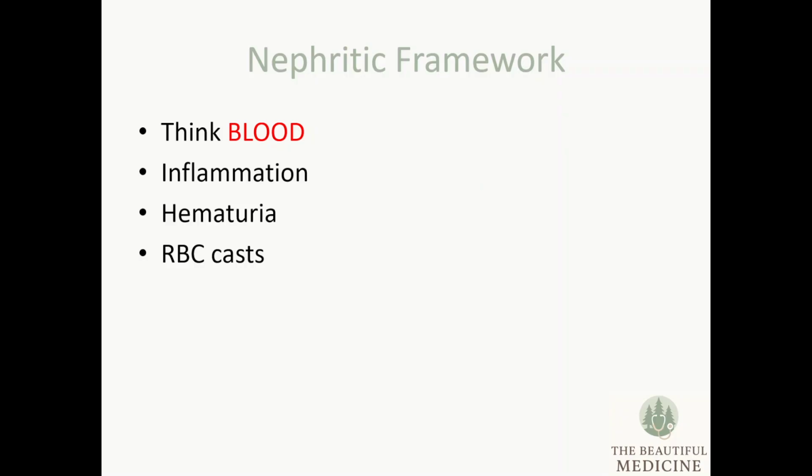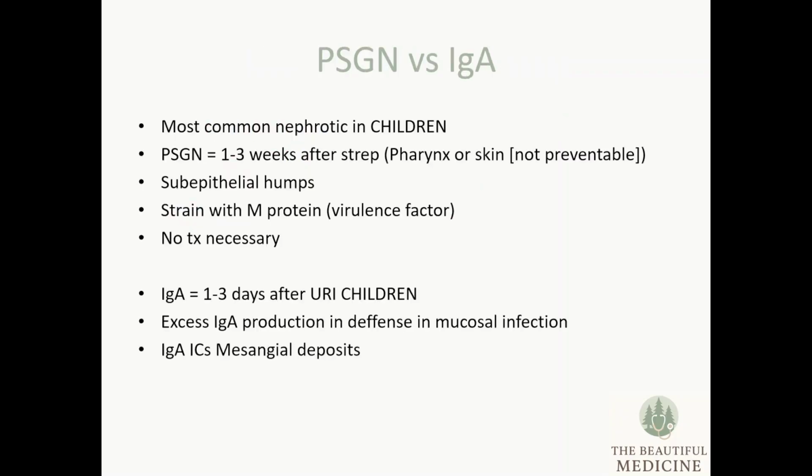All right. So nephritic, you think about blood, inflammation, hematuria, and red blood cell casts. We already introduced you to this concept. So this is extremely important. I would say in this slide, we see children for both of the diseases, but the key difference is that for PSGN you have 1 to 3 weeks after the disease.